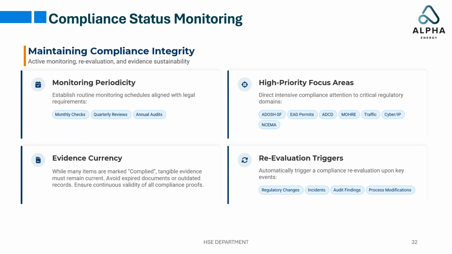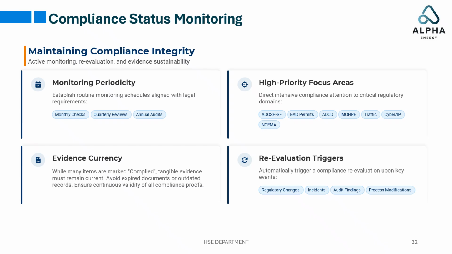Special attention is given to high-priority focus areas, which include critical regulatory frameworks and authorities such as ADOSH-SF, Environment Agency Abu Dhabi, EAD, permits, Abu Dhabi Civil Defense, ADCD, labor regulations, traffic regulations, cyber and information protection requirements, and SEMA standards. These areas require heightened oversight due to their operational and regulatory significance.